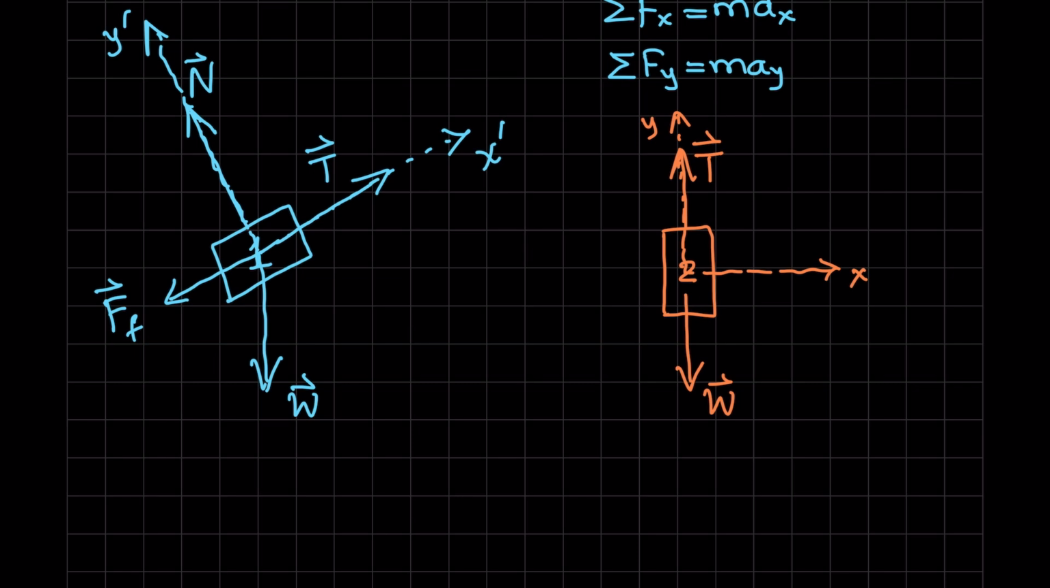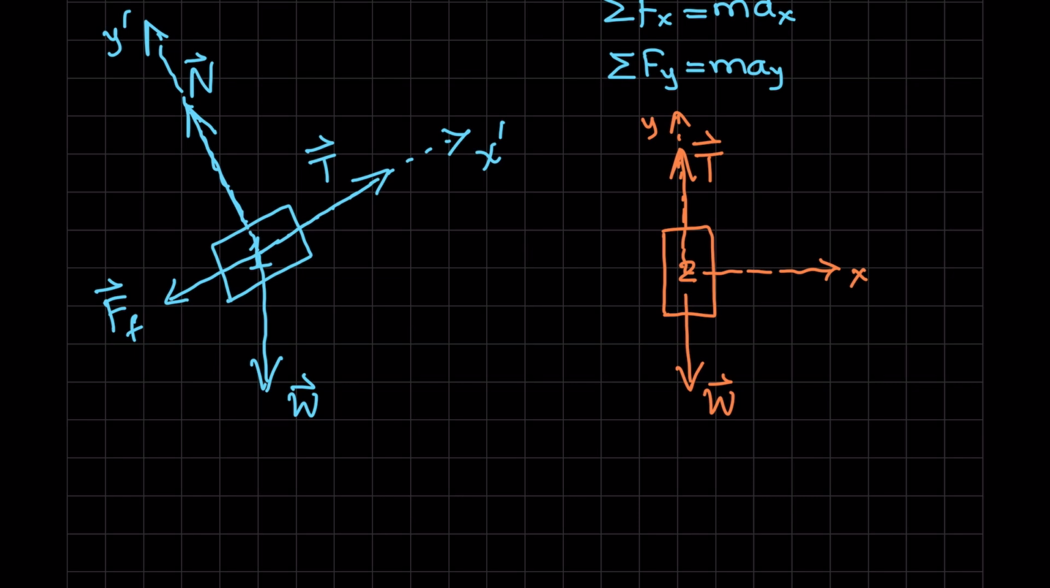Notice that by rotating the coordinate system, the tension force is all in the x prime direction. The normal force is all along the y prime direction. The force of friction is the negative x prime direction. So that means you don't have to break up the vector into component parts because they're all in one direction or another. The only one you do have to break up is the weight, right?